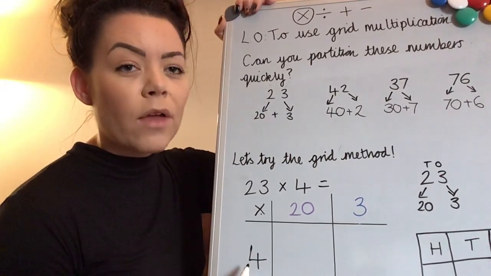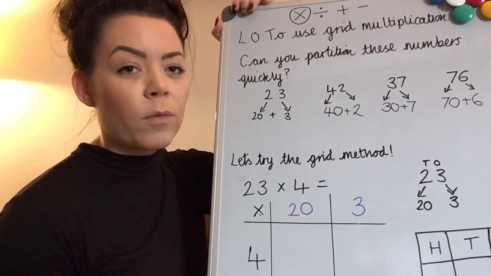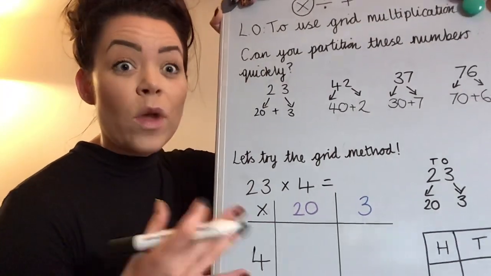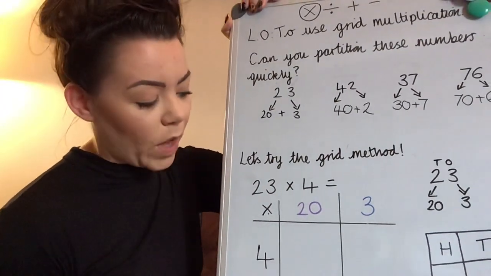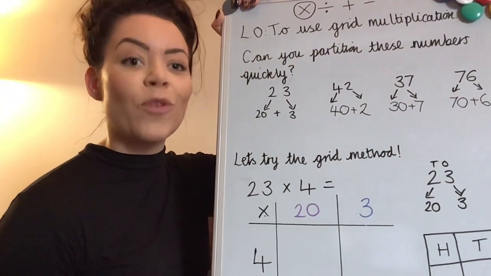I'm multiplying by 4. If the drawing out looks a little bit tricky, don't worry, because I'm going to show you another one in a moment where I'll draw it out for you, with you, so you can see what I did. Okay? Now we've drawn out the grid, we're ready to multiply.